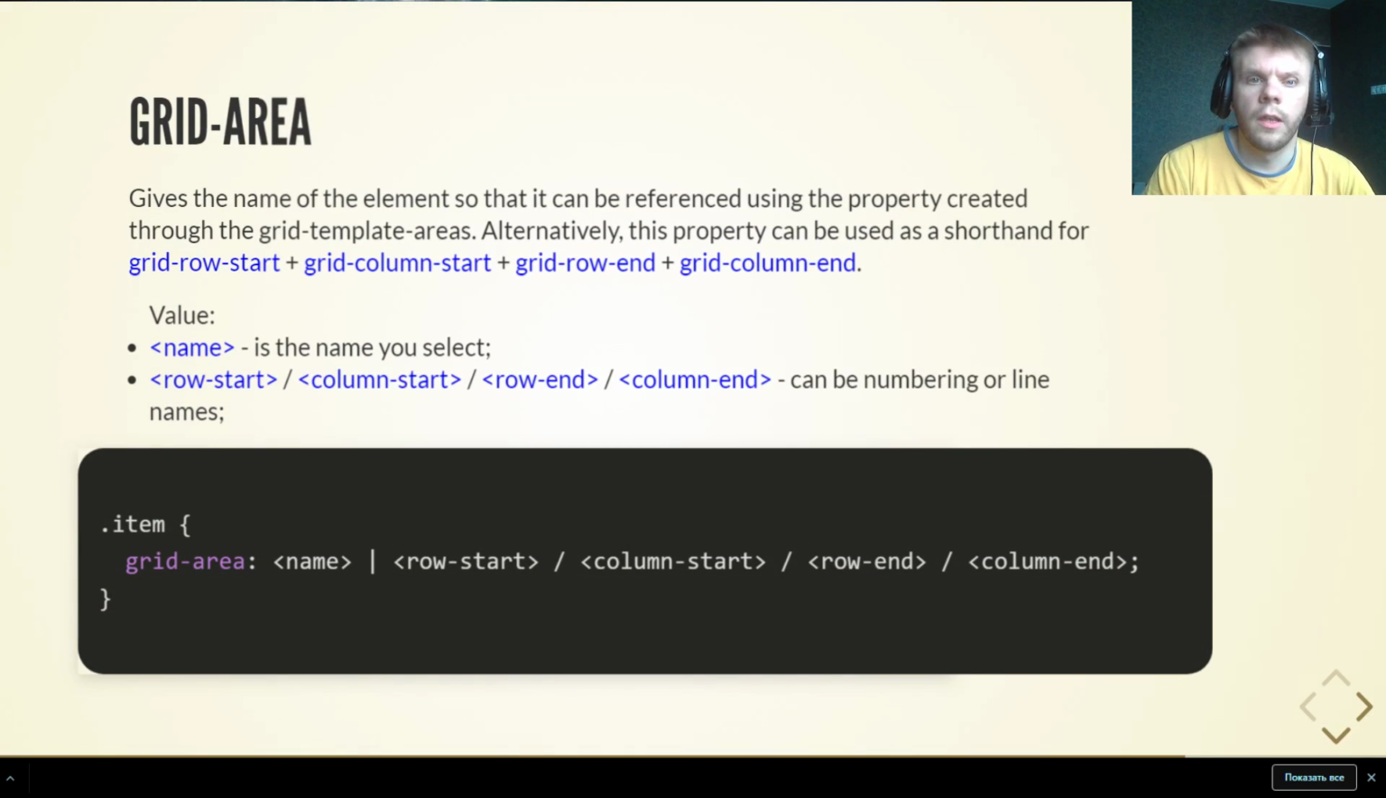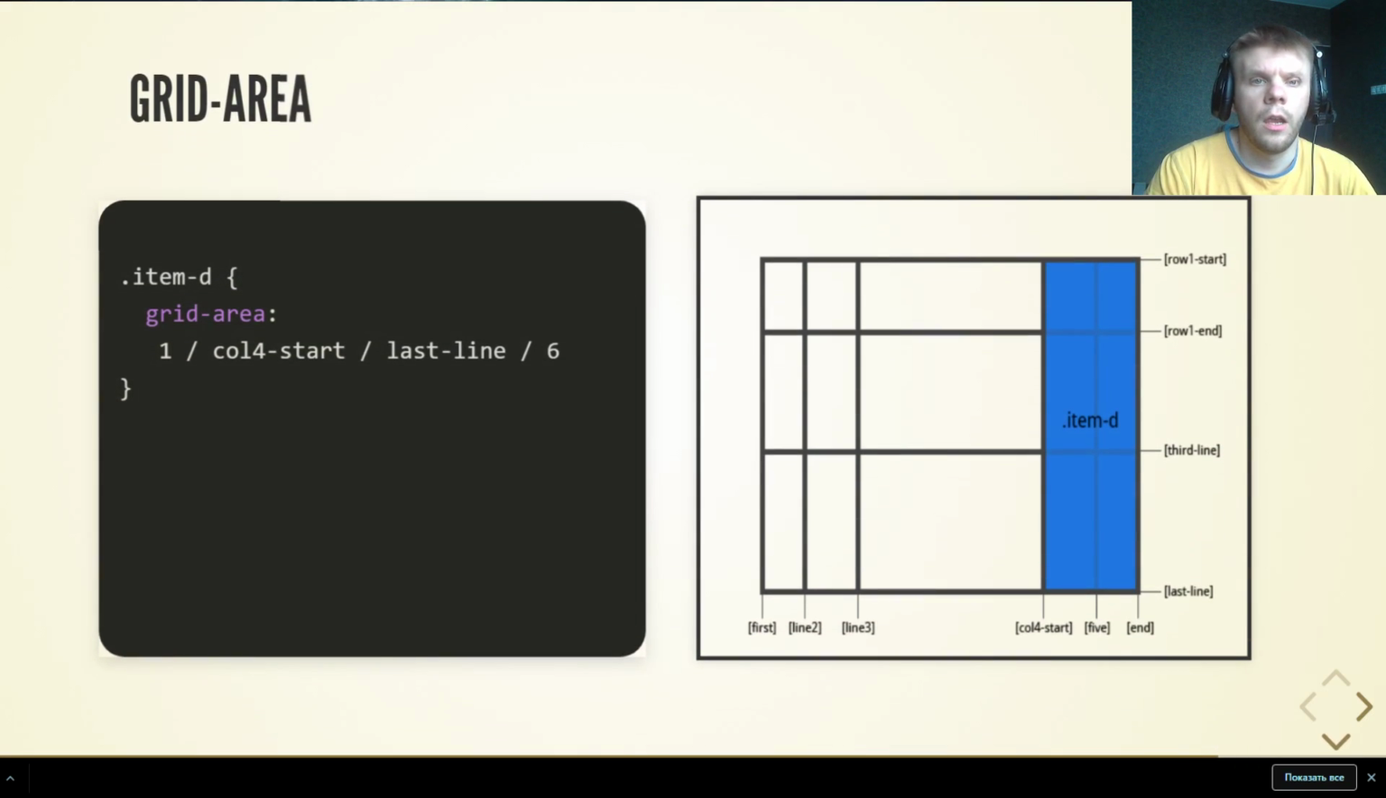Grid area gives a name to the element so that it can be referenced using the property created by grid template areas. Alternatively, this property can be used as a shorthand for grid row start plus grid column start plus grid row end plus grid column end. Here is an example.